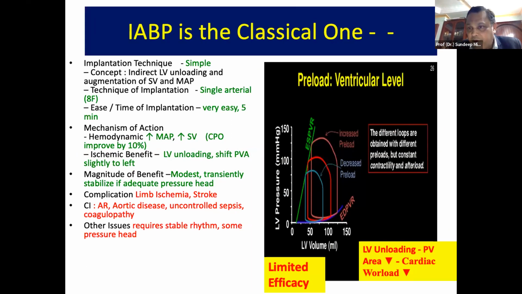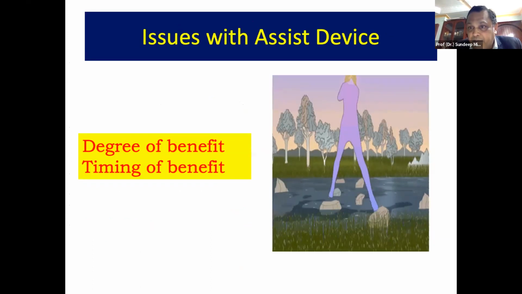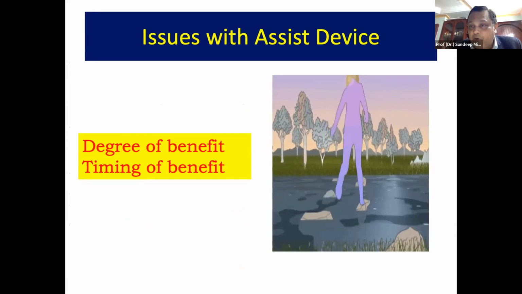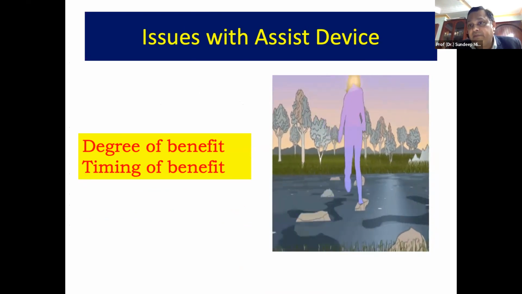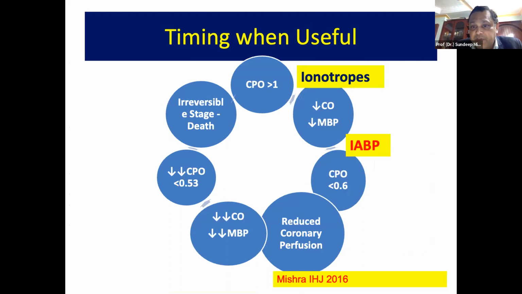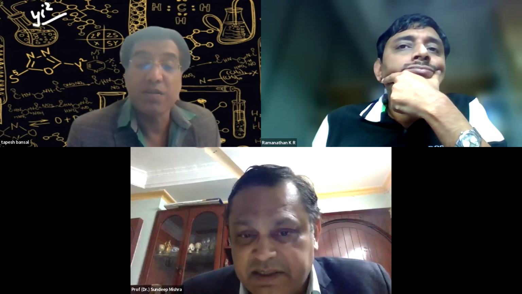But what I wanted to tell you was that the window for any inotrope or any vasopressor is very early, before the CPO actually falls to less than 0.6. After the cardiac power output falls, there is no benefit of using either inotropes or vasopressors. So that is the point I wanted to make as of now. And let us see what Dr. Ram says. If there are any questions, we can tackle them at this stage.